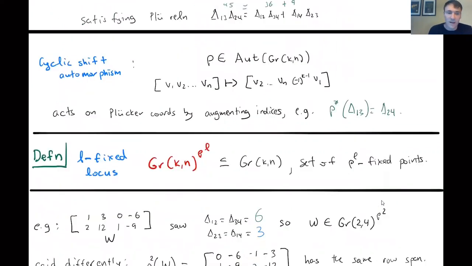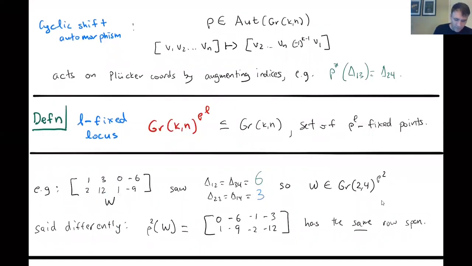As an example, this matrix which I showed you above, I calculated its Plücker coordinates, and I pointed out to you that certain Plücker coordinates were equal to each other. And these are exactly the ones you need to be equal to each other to be fixed by rho squared, because 1,2 maps to 2,3 maps to 3,4 under the cyclic shift map, and so on. And a different way of saying this is that this matrix and this matrix, which I got by cyclically shifting the columns 2 units, even though they look quite different, they have the same Plücker coordinates, which is kind of a strange property. They have the same row span.